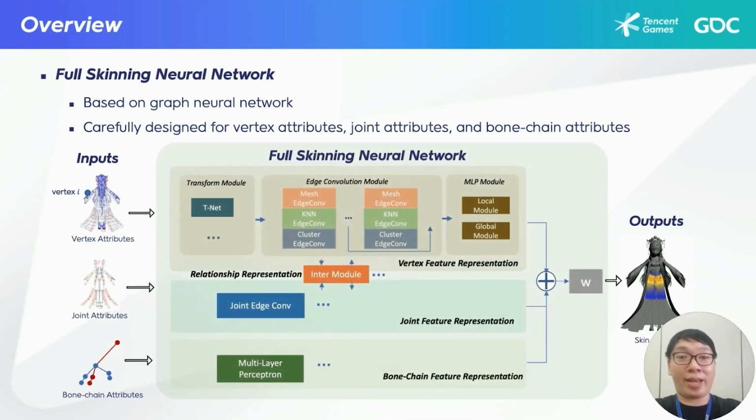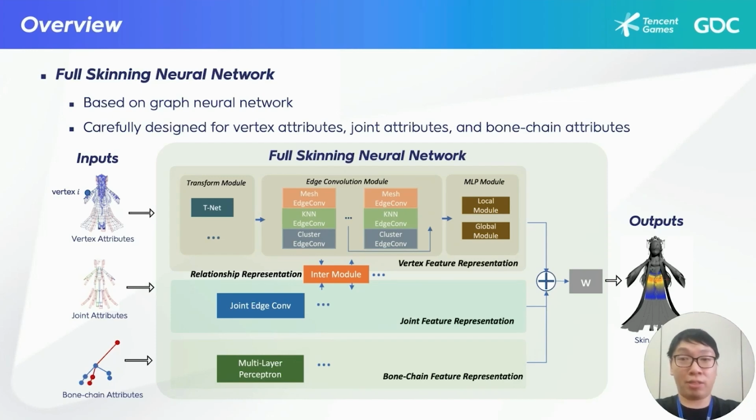In addition, we carefully designed multiple modules to precisely extract diverse and impactful features. The vertex feature representation module extracts local features, global features, and labeling features of the vertex. The joint feature representation module extracts both local and labeling joint features. The relationship representation module extracts the relationship between vertices and joints. Lastly, the bone chain feature representation module extracts the bone chain features for the vertices.